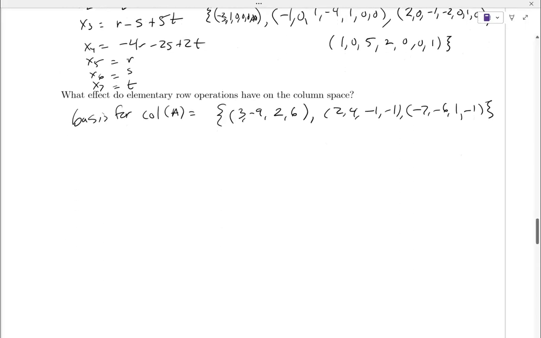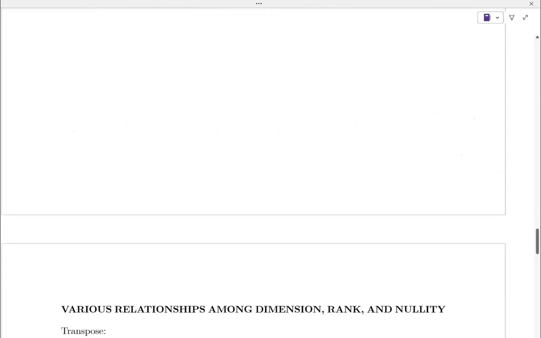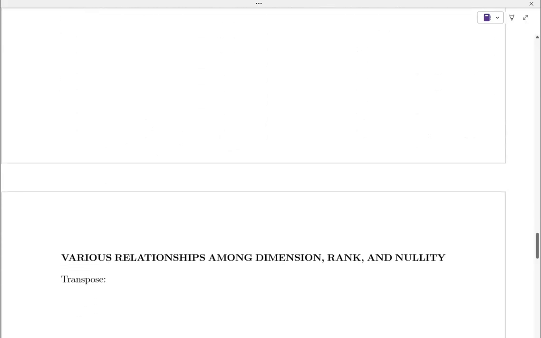All right. So again, elementary row operations do affect your column space. They don't affect your row space or your null space. But we still use the reduced row echelon form to help us figure out the different bases that we need.